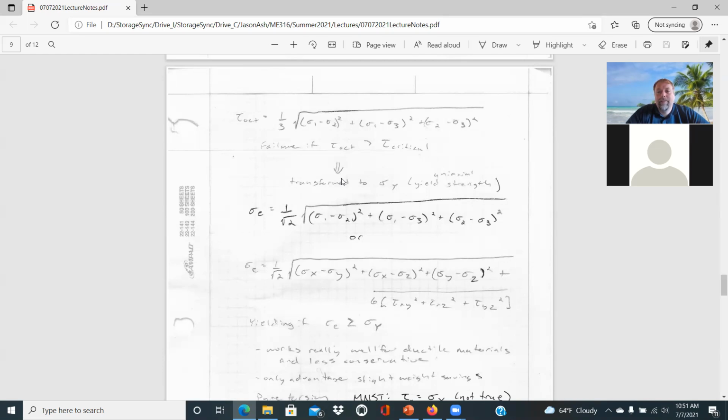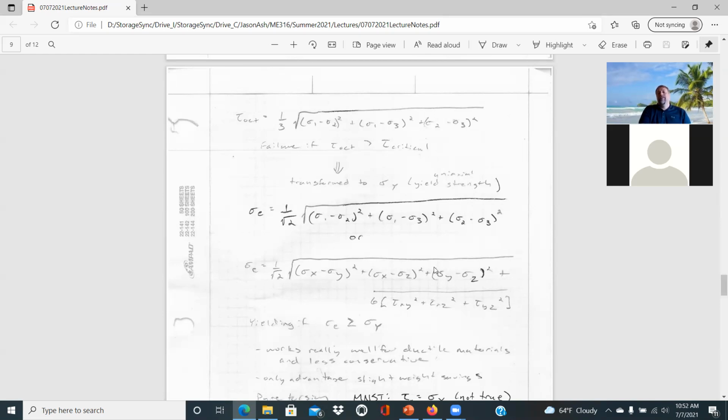And so if you transform that to the uniaxial yield strength, instead of looking at the shear stresses, you have two relationships to figure out what your equivalent uniaxial state of stress is. Based on the principal stresses, it's just 1 over the square root of 2 times the square root of the differences of all the principal stresses, each one of those quantities squared. This is not difficult to remember. You're just taking the difference of all principal stresses, squaring them, square root, divided by the square root of 2. That will give you your equivalent uniaxial state of stress from the von Mises perspective.